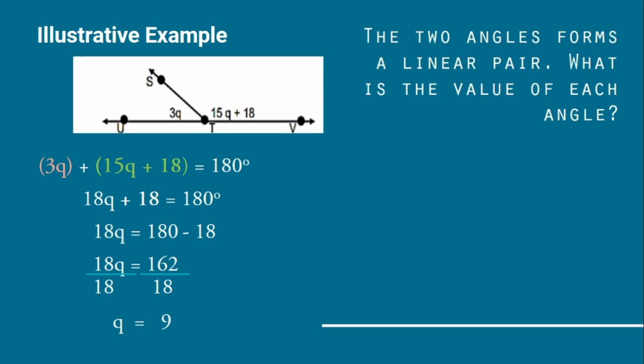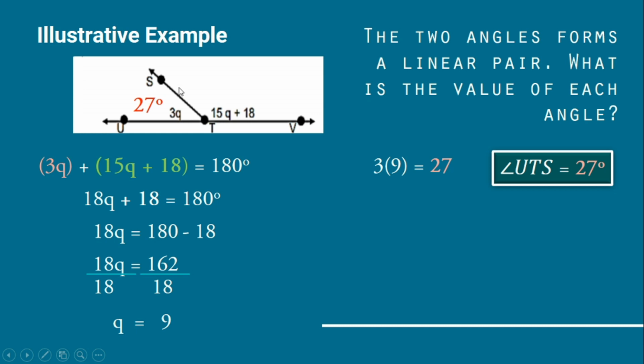So meron na tayong value ng Q, but hindi pa yon yung value ng ating angles. Tama? Because that is just the value of the unknown variable Q, which is 9. To find 3Q, ibig sabihin, we need to change Q to 9. So that will give us 3 times 9. Bakit naging 9? Yun yung ating Q. 3Q is the first angle natin, yung UTS. So 3 times 9 is 27 degrees. Therefore, ang ating UTS is equal to 27 degrees.